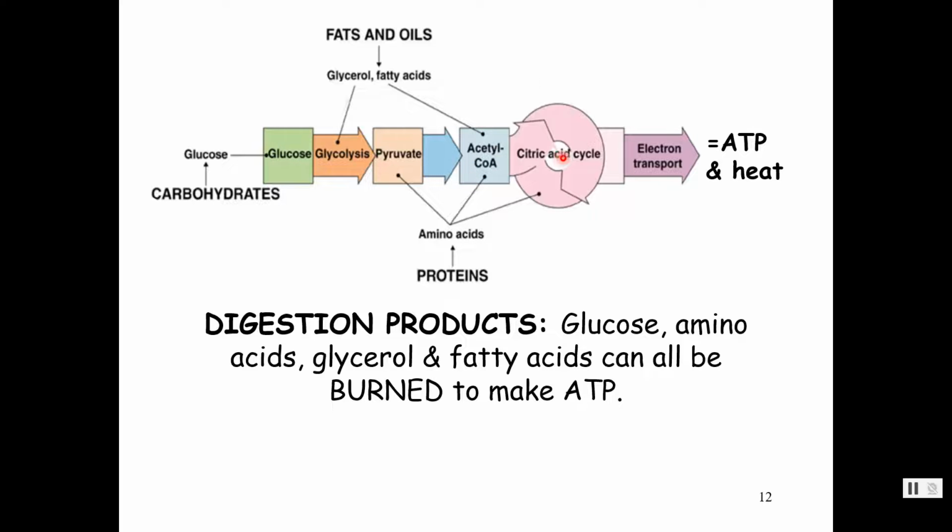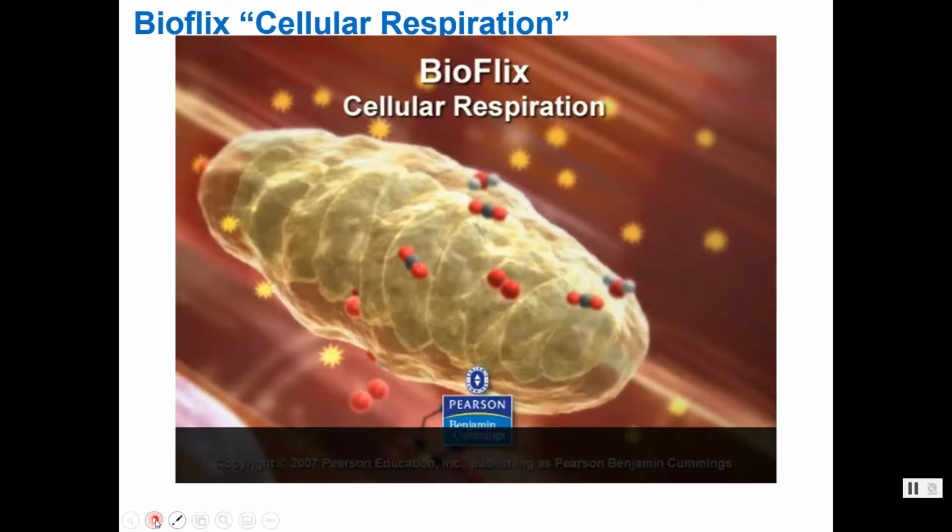Acetyl-CoA, the citric acid cycle, electron transport chain, we get ATP and heat, which is what we want, that ATP. Notice that all the food can plug in, so all of our breakdown products from digestion plug in somewhere along this pathway. So glucose, amino acids, glycerol, and fatty acids, they can all be burned to make ATP. So that's that part of the picture.